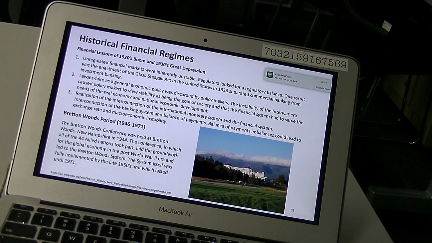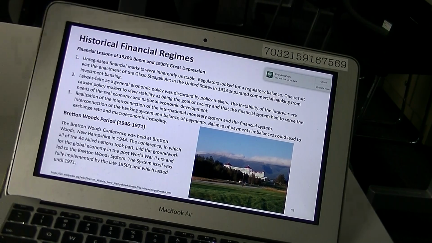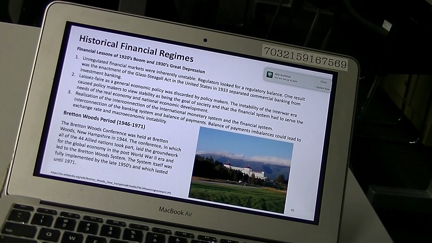The lessons of the 1920s boom and the 1930s Great Depression: the world discovered that unregulated financial markets were inherently unstable. Regulators looked for a regulatory balance. There was the enactment of the Glass-Steagall Act in the United States in 1933. Glass-Steagall is very important, and you'll want to remember that when you write it because it is important.